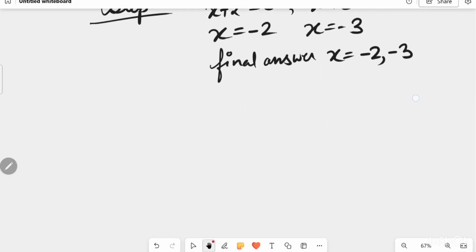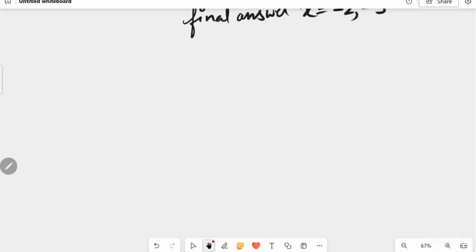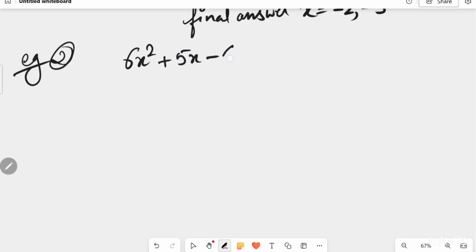So let us understand with another example, a slightly harder one. Example number 2: 6x square plus 5x minus 6 equals to 0. First we will write it in standard form. Now I am not writing step 1, step 2. Here a is 6, b is 5 and c is minus 6. What will be the second step?